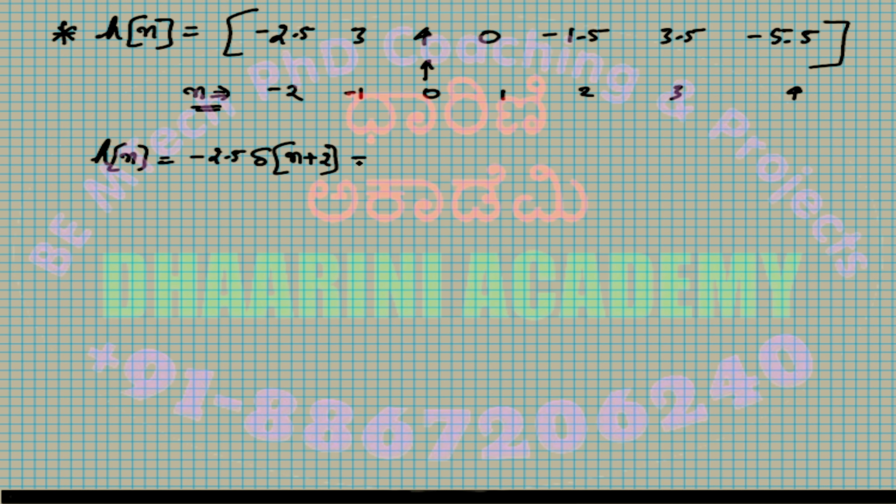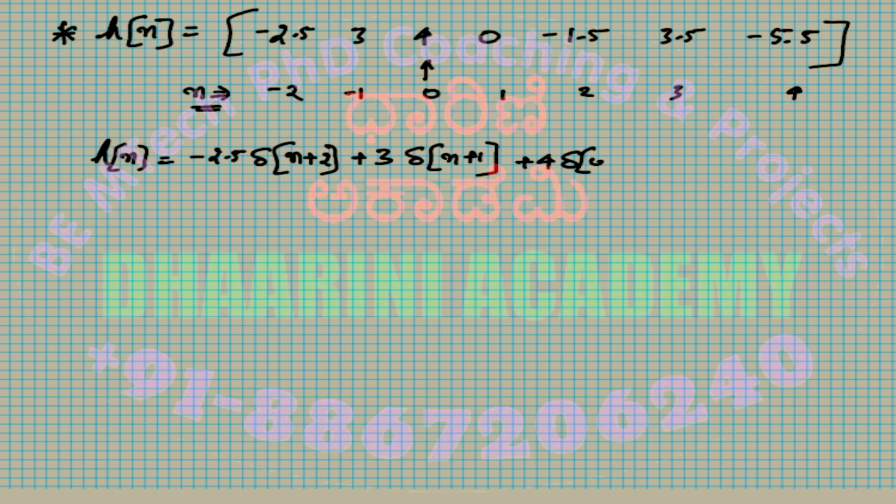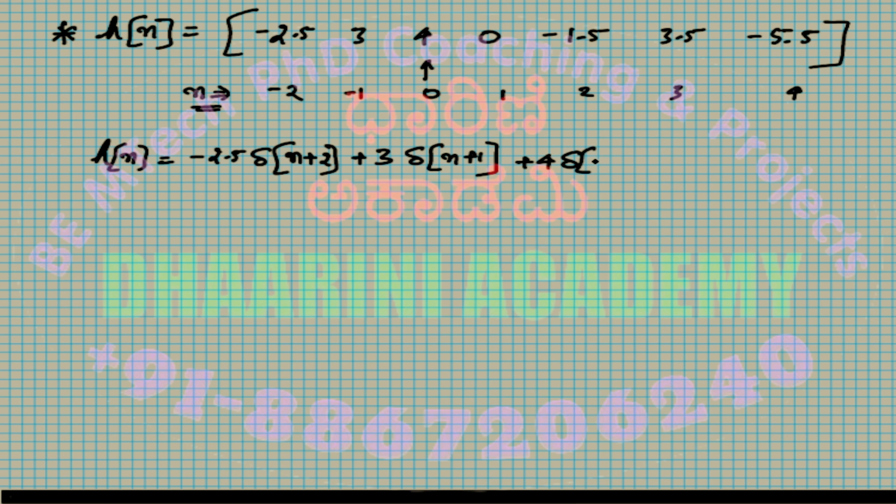Okay, next number, this is 3 times delta of n plus 1. Next, plus 4 times. 4 is located where? At 0. So that is delta of n minus 0, so delta of n itself. Next, plus 0 into whatever, it's not required. You don't have to write that one.